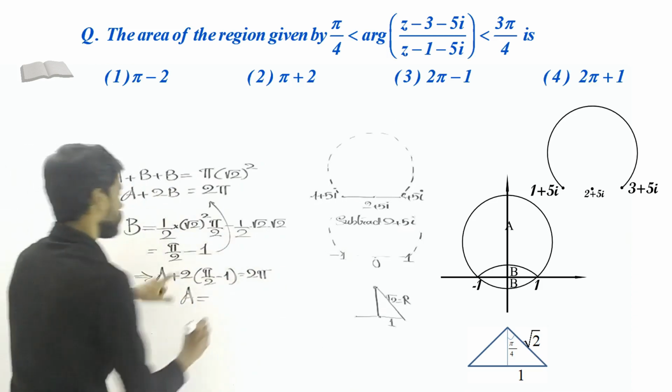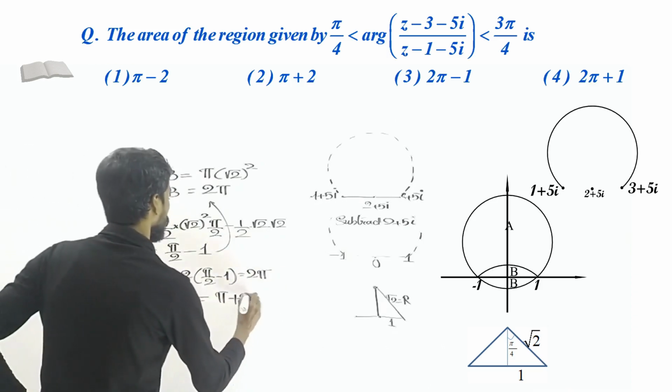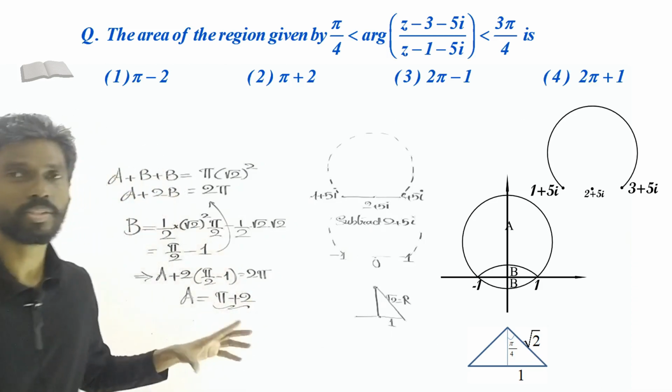So 2 pi minus pi, so that is pi plus 2. Pi plus 2 is the required area of the region. Alright, so that's all. Simple geometry only.